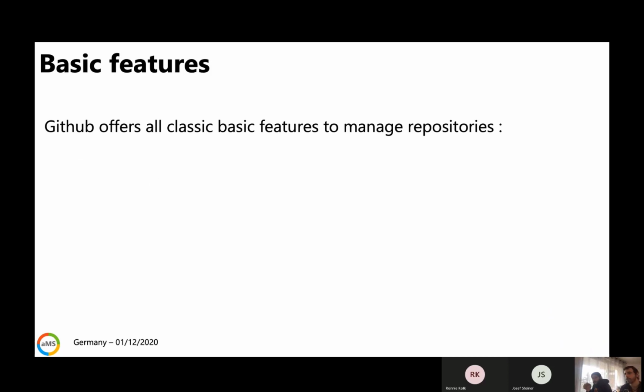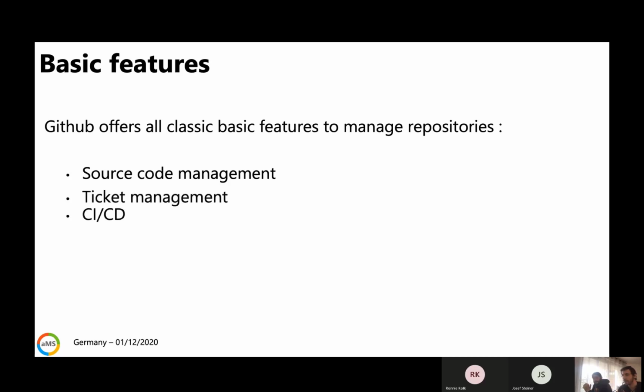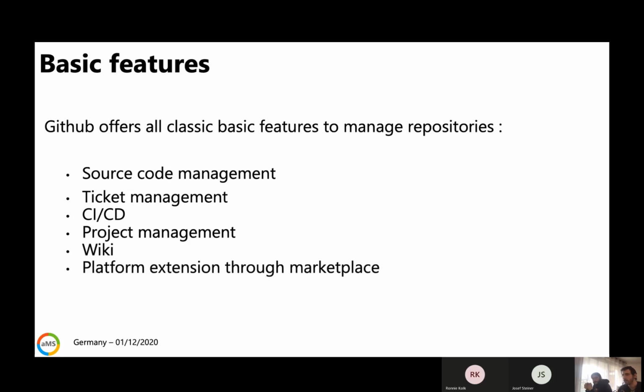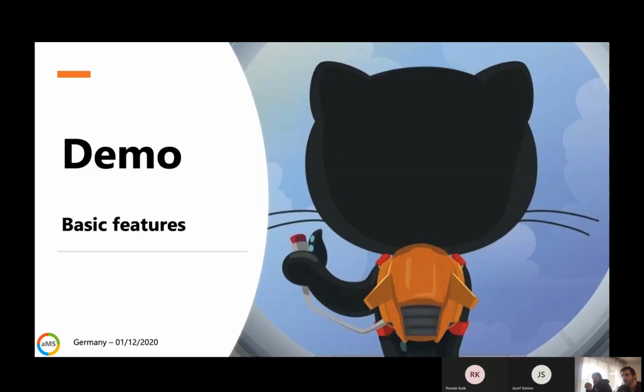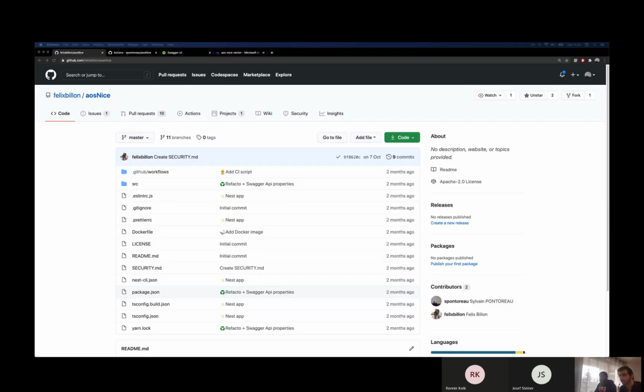So the GitHub platform offers all the basic features to manage repositories, as all the other platforms do, like Azure DevOps, GitLab, Bitbucket, etc. So you have source code management. You have ticket management. You also have CI/CD, so continuous integration and continuous deployment. You also have basic project management and a wiki. You can extend the platform through the marketplace, etc. So I will just show a quick demo. Can you switch? Yeah, thank you.